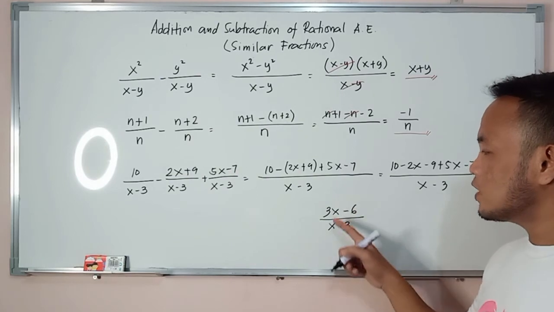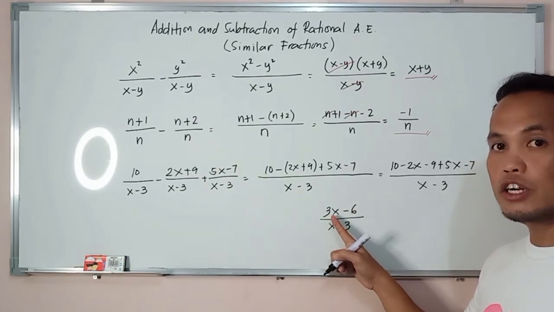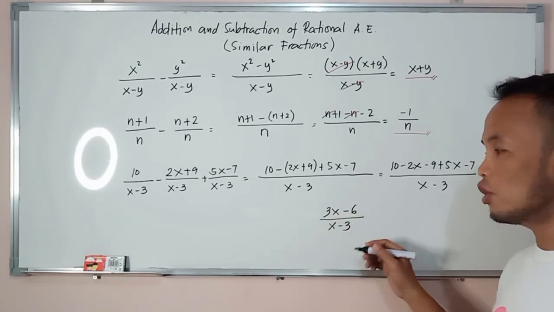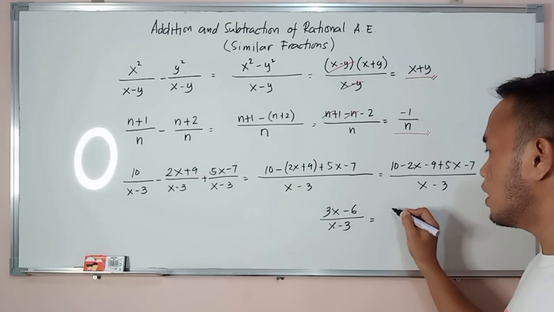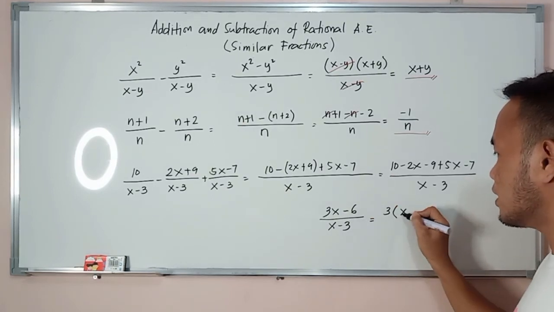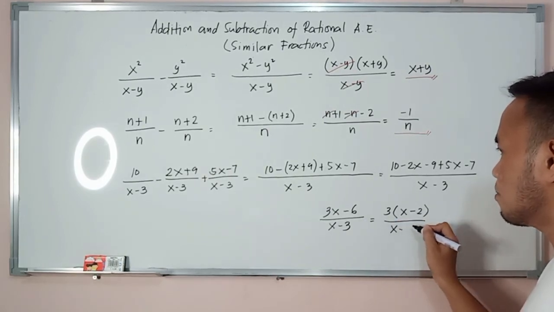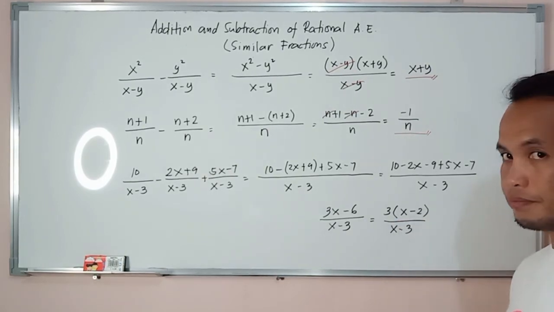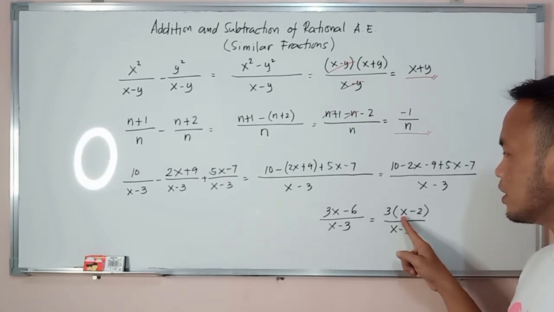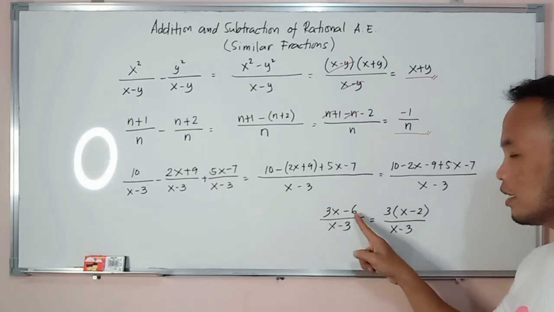We can simplify this fraction by factoring the common monomial factor in the numerator, 3x minus 6, which is 3. So we factor out the 3, and we have 3 times x minus 2 over x minus 3. After factoring, we have 3 times x minus 2 because 3 times x is 3x, and 3 times negative 2 is negative 6.